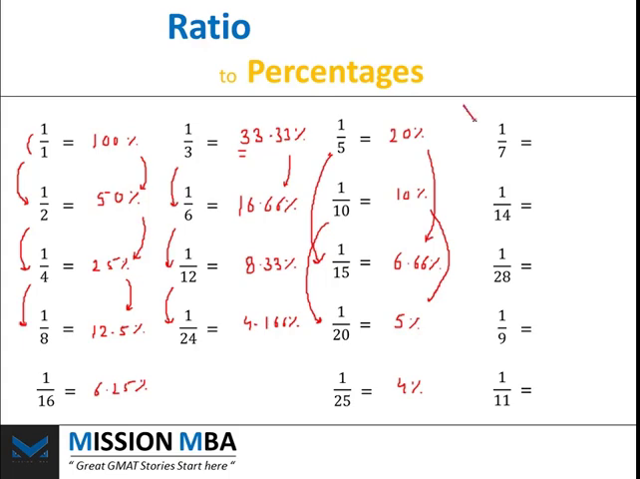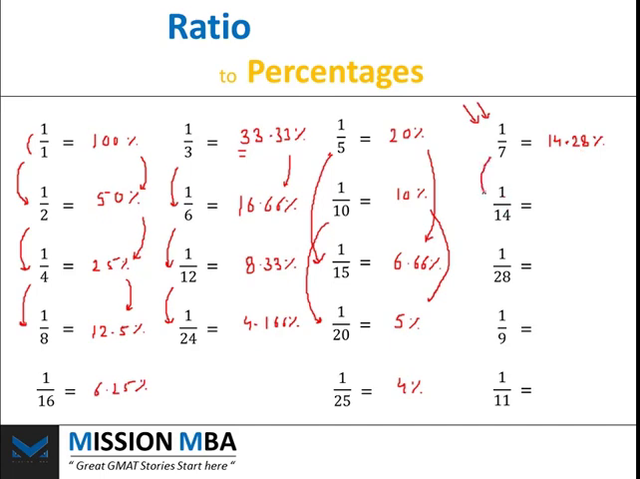And now, let us see these ones, which GMAT uses a lot, and I have a trick for you so that you can remember them very easily. So guys, 1 by 7. 7 twos is 14 and 14 twos is 28. So very easy to remember this one. 1 by 7 is nothing but 14.28%. 7 twos are 14, 14 twos are 28.